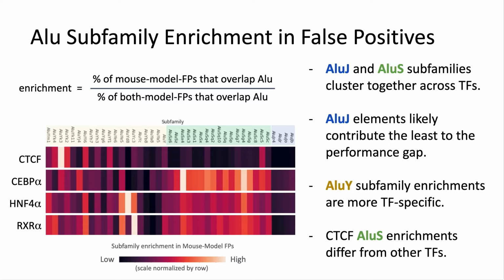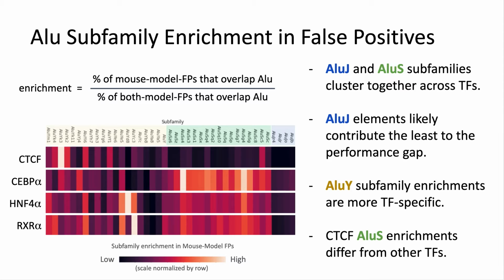Most interestingly, the ALU Ys have this heterogeneity going on, where across TFs and across subfamilies for the same TF, there's huge differences in the enrichment scores within these mouse model false positives, indicating that some of these subfamilies have the sequences that cause the false positive issue and some of them don't. So what's causing it is probably something very sequence specific.